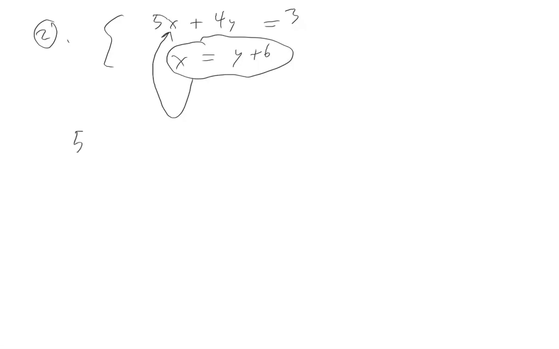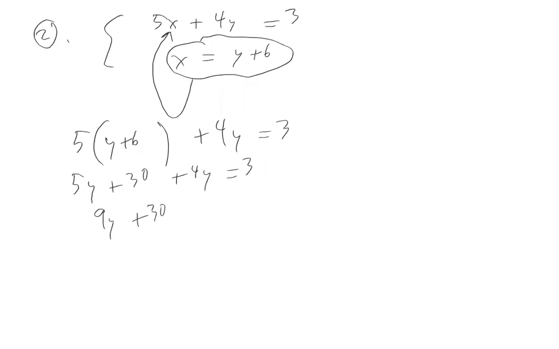So I can take the 5x, but I know x is really y plus 6. And then you keep the 4y and you keep the equals and you keep the 3. Then you distribute the 5, so you have 5y plus 30 plus 4y equals 3. So 5y plus 4y equals 9y. So you get 9y plus 30 equals 3. Then you subtract 30 from both sides and get 9y equals negative 27. Then you divide by 9, and you get y equals negative 3.